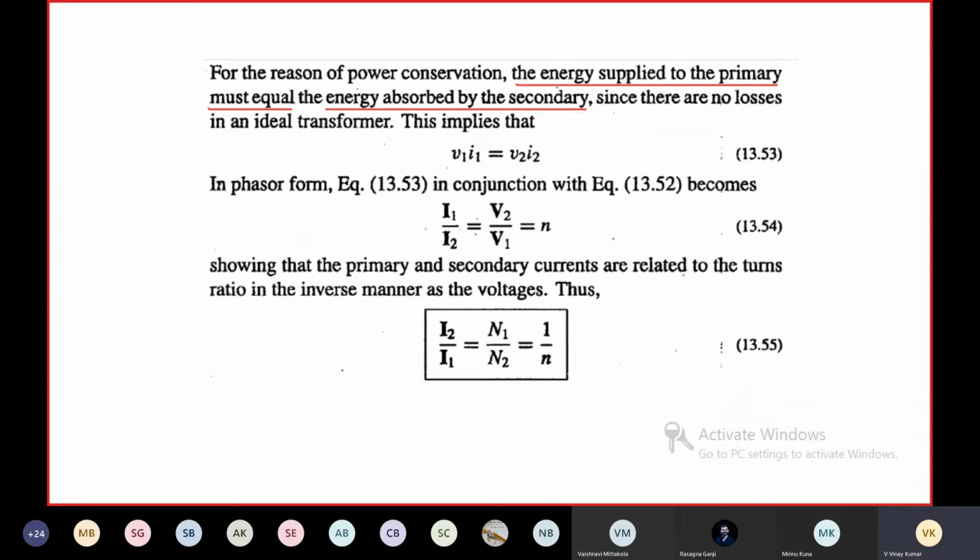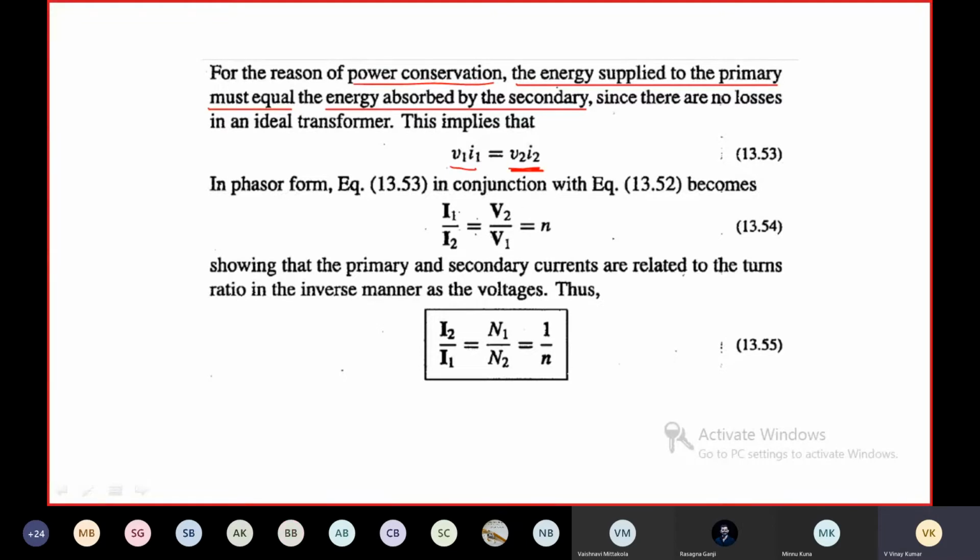For the reason of power conservation, input power is equal to output power. Power in the primary winding is equal to power in the secondary winding, or the energy supplied to the primary must equal the energy absorbed by the secondary. Power supplied by the primary is equal to power received by the secondary. So V1 I1 is equal to V2 I2.